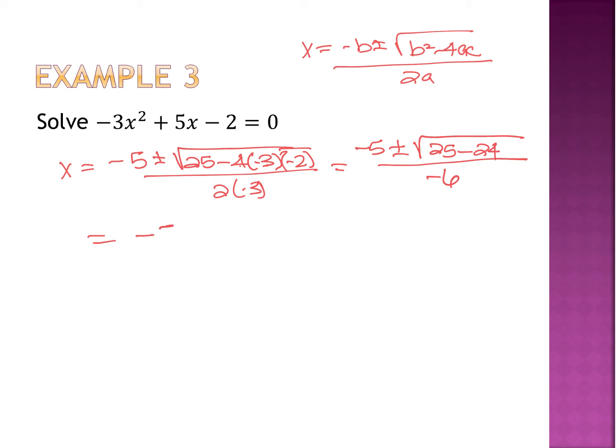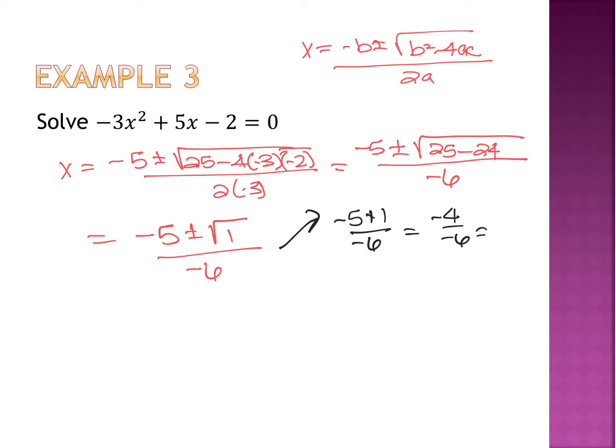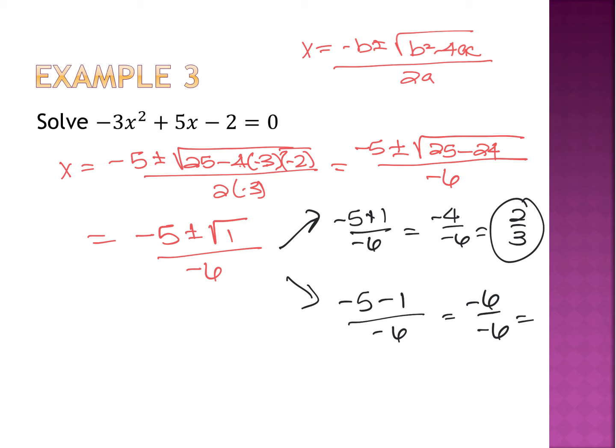So when I simplify this, I get negative 5 plus or minus the square root of 1 divided by negative 6. And again, this is going to break up into two different answers. So I really have negative 5 plus 1 divided by negative 6. So this is going to give me a negative 4 divided by negative 6, or a positive 2/3. And then my second path is going to take me down negative 5 minus 1 divided by negative 6, which is negative 6 divided by negative 6, or a positive 1. So these are my two solutions here.